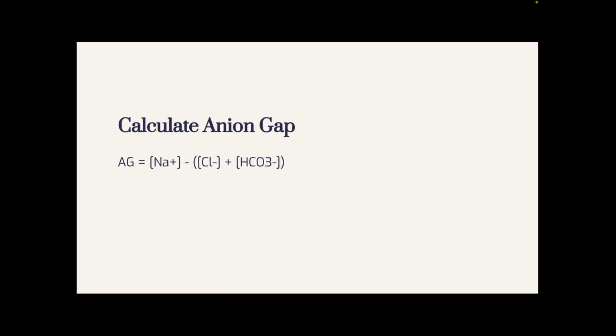So now we want to get into calculating the anion gap. The anion gap is calculated by sodium minus the chloride plus the bicarbonate. Why is this significant? Well, it gives you the differential diagnosis. Each acid-base disorder has either a high anion gap or a low anion gap, and that can help you know what is causing the patient's acid-base disorder.